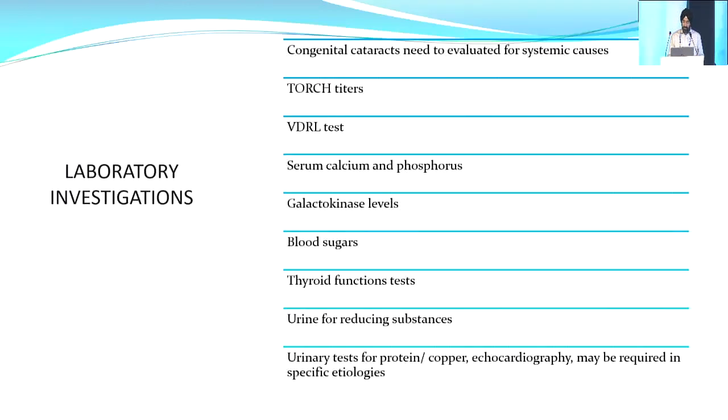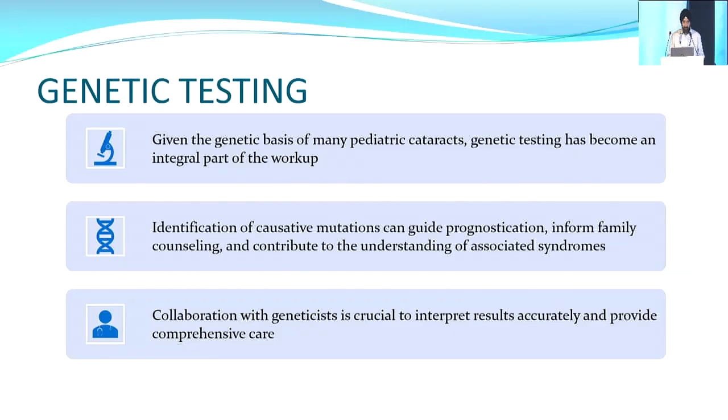So all these blood tests, what I've written, should be ordered depending upon what you think could be the cause in a child. So genetic testing, again, if it's familial, probably you know it's familial. We've examined the parents. But in other cases, sometimes the causes could be missed.